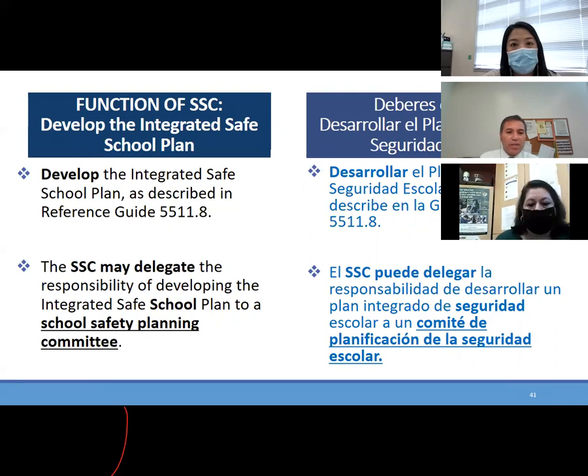So just a really quick, more in-depth look right there again. The safe school plan is how do we keep our students safe? Who helps us keep our students safe? And that happens at the early part of the year.